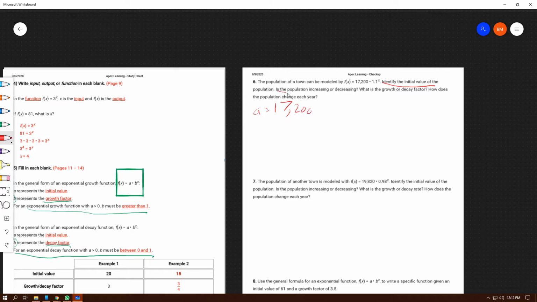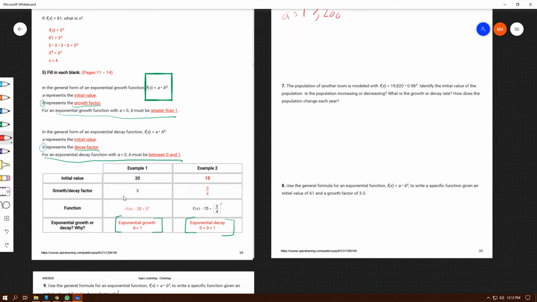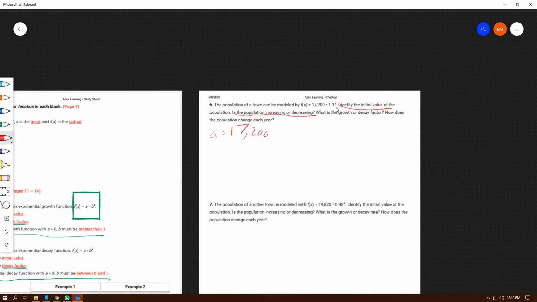They want to know if it is increasing or decreasing. Well, how do we know? If it's growth or decay. Growth increases, decay decreases. This is 1.1, it's greater than 1, so this is an increase. The next question is, what is the growth or decay factor? Because we know it's an increase, our growth factor is that 1.1, my base.